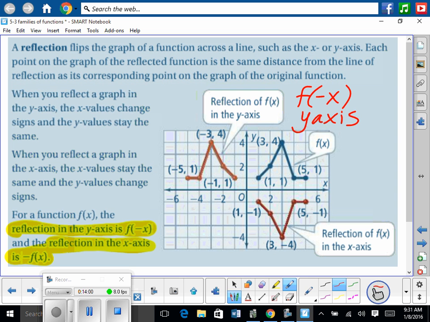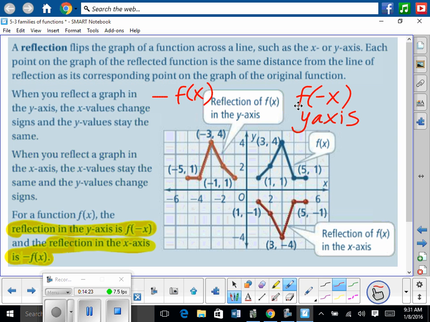Now, if you take the function and you flip it over the x-axis, it's the opposite of f of x. So your x values stay the same. So it's still at x is equal to 1. It's just your y values are opposite. So if this is over 1 up 1, this is over 1 down 1. If this is at over 5 up 1, this is over 5 down 1.